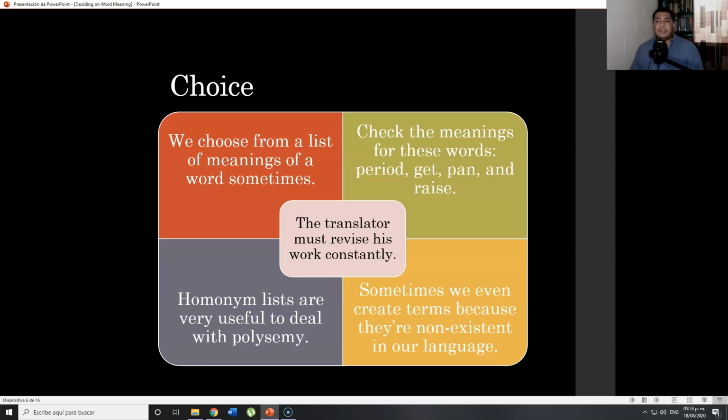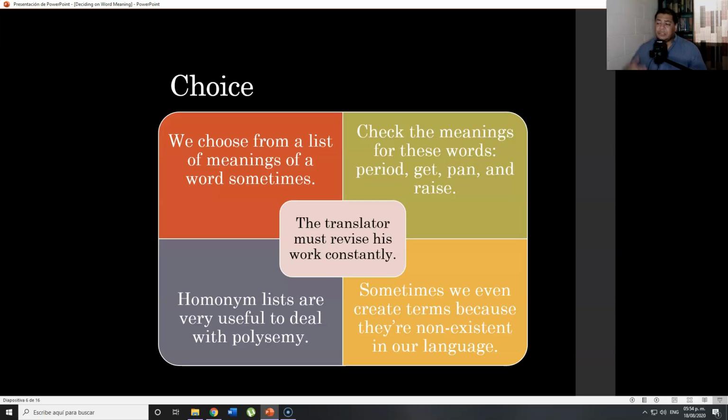Look up the meaning of those words and see how many different meanings you can find. You will also realize that without taking into consideration the context, you might not be making the most appropriate translation, right? Homonym lists are also very useful to deal with polysemy. In other words, when we understand homonyms, we are going to be able to understand the different meanings that words possess and to keep this in mind when we are doing our translations.